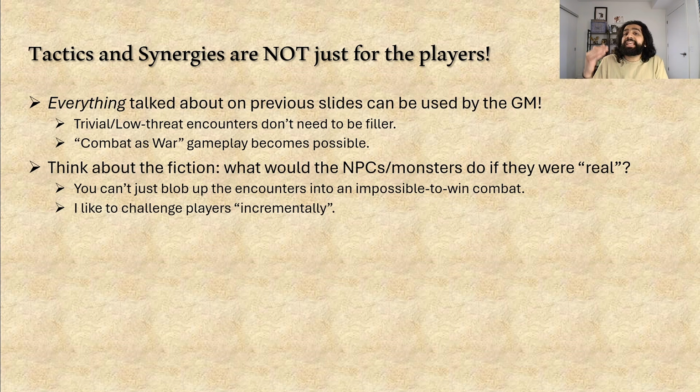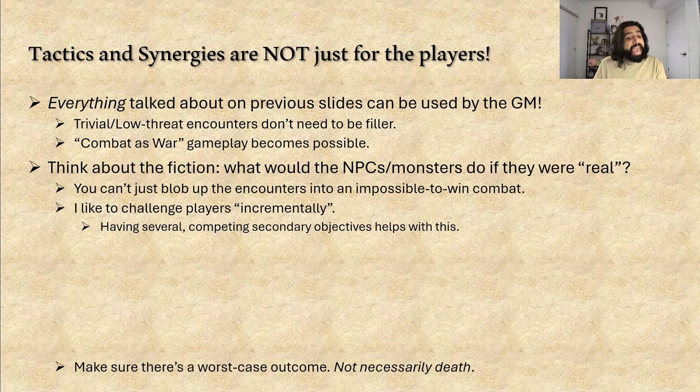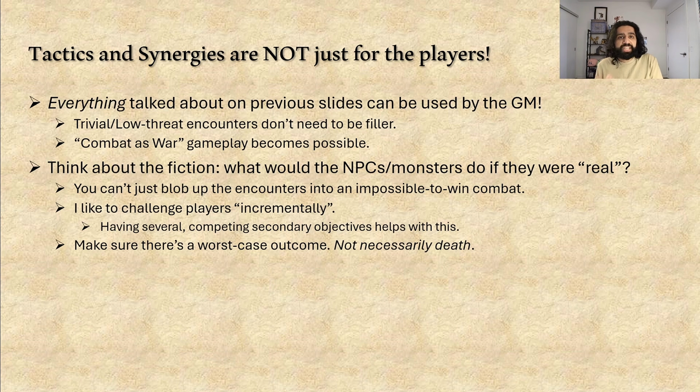If your players make enough poor decisions, then they should get to the impossible to win combat. Of course they should. But that's the key. You have to be rewarding good decisions and punishing bad ones incrementally so that it builds up to the thing that they then can't win. Having several competing secondary objectives is a great way to help with this, because the sheer uncertainty this creates will make players sort of play in a combat as war way, even if you are not putting that much pressure on them. And make sure there's some kind of a worst case outcome. In that dungeon I just spoke about, the worst case outcome is all of the encounters blob up together.